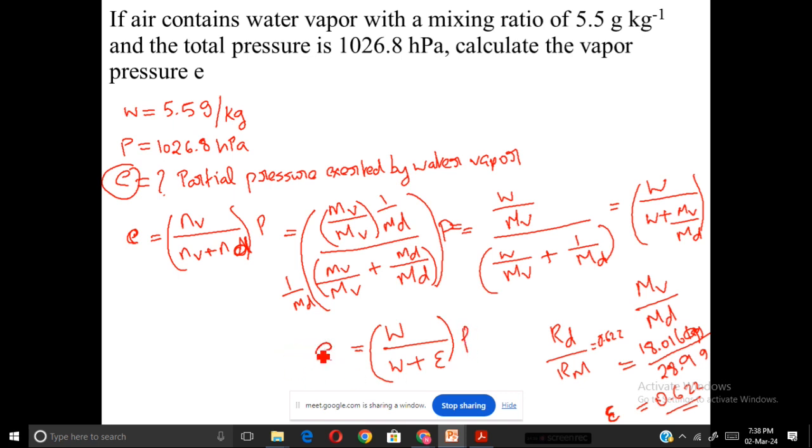Now we have the vapor pressure in terms of mixing ratio. Now we can easily calculate the vapor pressure in this parcel of air. So what was the question? Suppose air contains water vapor with a mixing ratio of 5.5 gram per kilogram and the total pressure is 1026.8, calculate the vapor pressure. So we know the mixing ratio and the total pressure, and we want to calculate the vapor pressure.